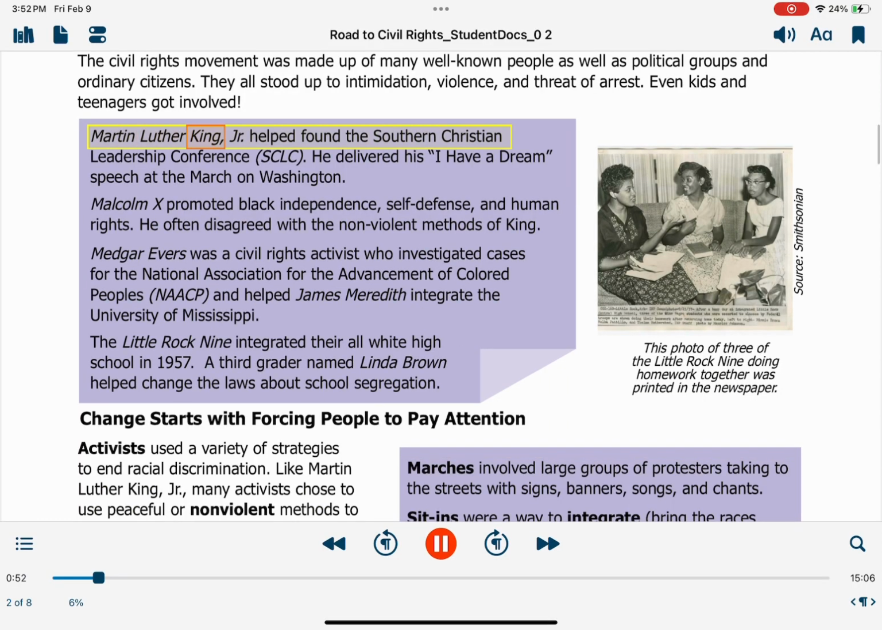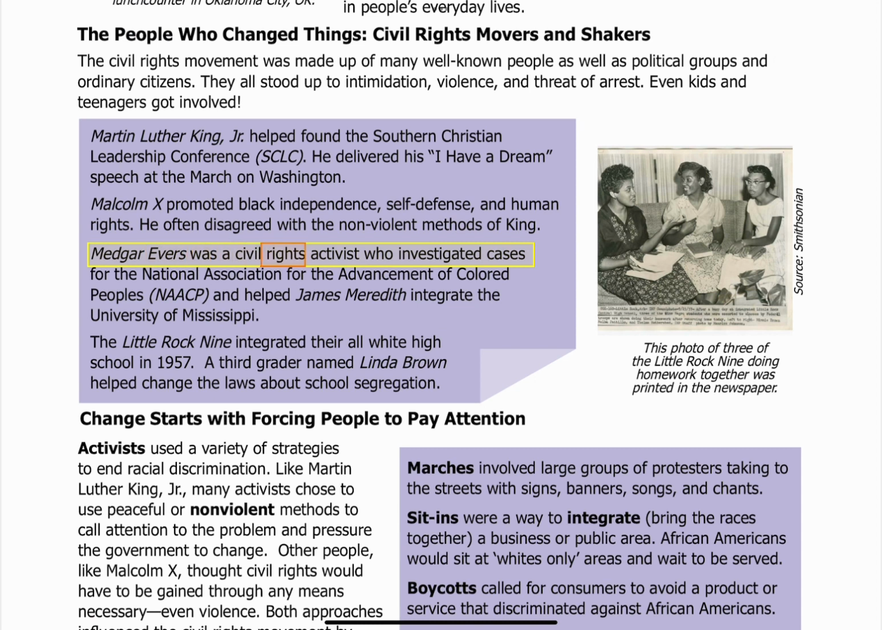Martin Luther King, Jr. helped found the Southern Christian Leadership Conference, SCLC. He delivered his I Have a Dream speech at the March on Washington. Malcolm X promoted black independence, self-defense, and human rights. He often disagreed with the non-violent methods of King. Medgar Evers was a civil rights activist who investigated cases for the National Association for the Advancement of Colored People, NAACP, and helped James Meredith integrate the University of Mississippi.